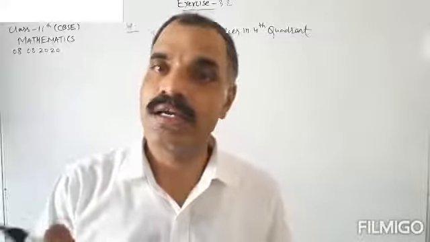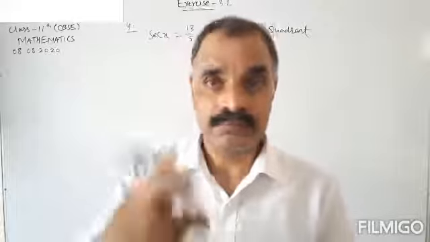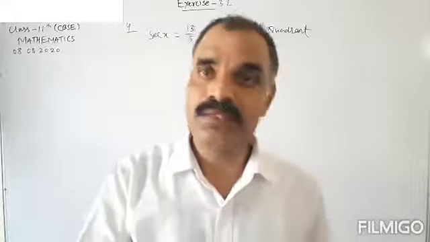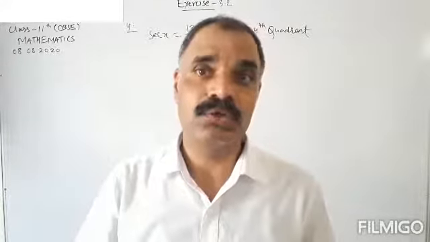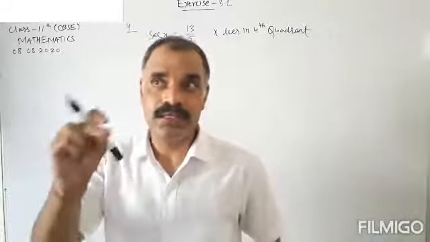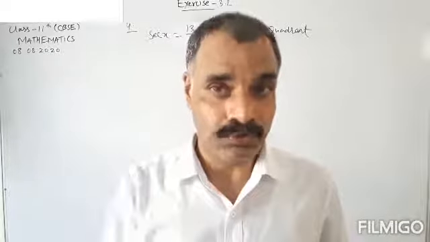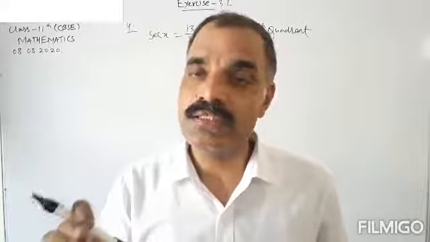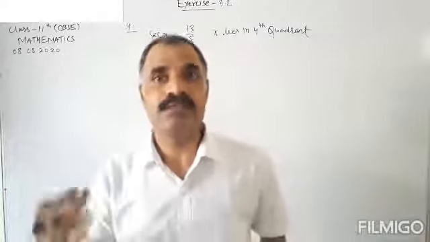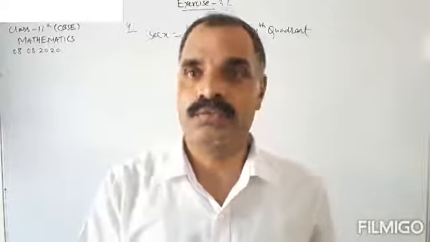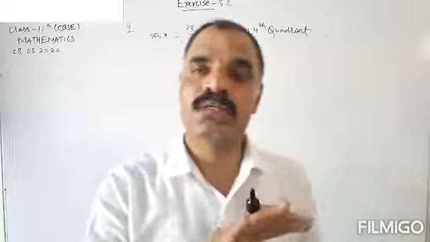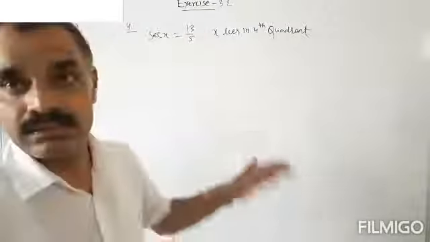X lies in the fourth quadrant. The first quadrant is up to 90 degrees, up to 180 degrees is the second quadrant, up to 270 degrees is the third quadrant, and the fourth quadrant is between 270 and 360. In the fourth quadrant, we know ASTC, C stands for cos and its reciprocal sec. So only cos and sec will be positive, and sin, tan, cot and cosec will be negative. The sign is clear to all of you. Now the only thing is to find the other trigonometric ratios.